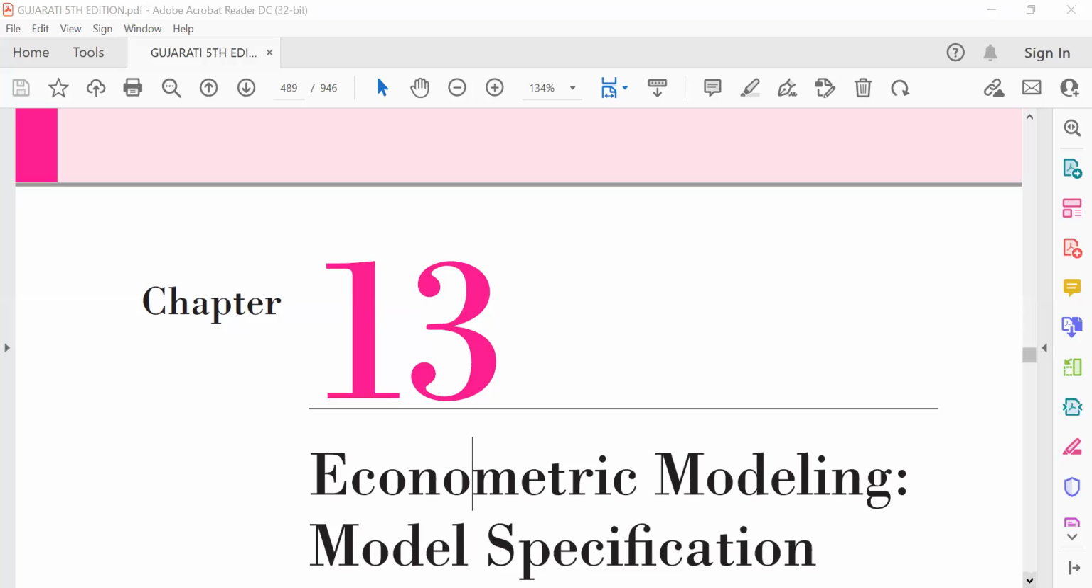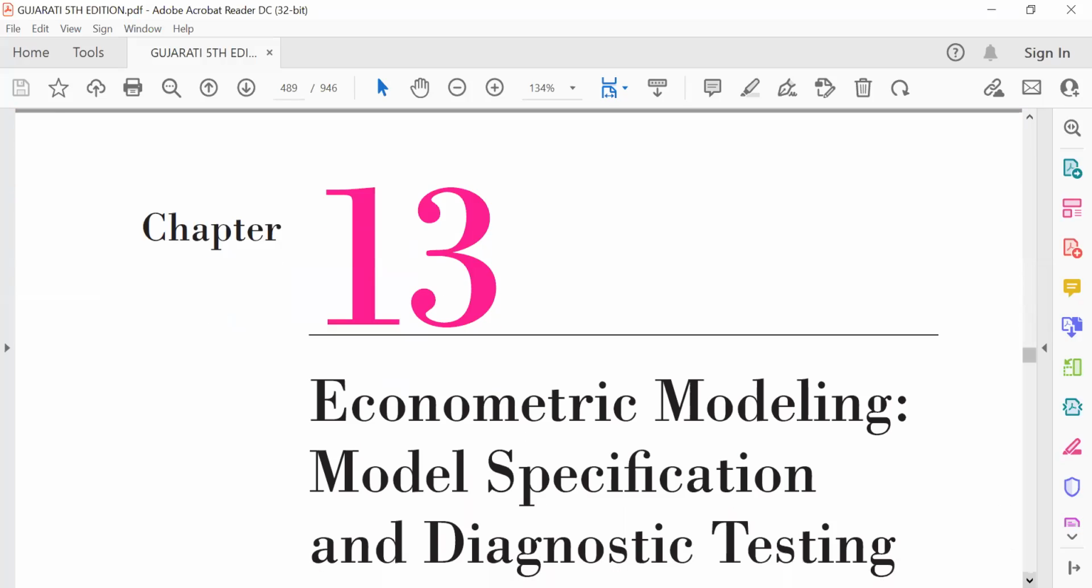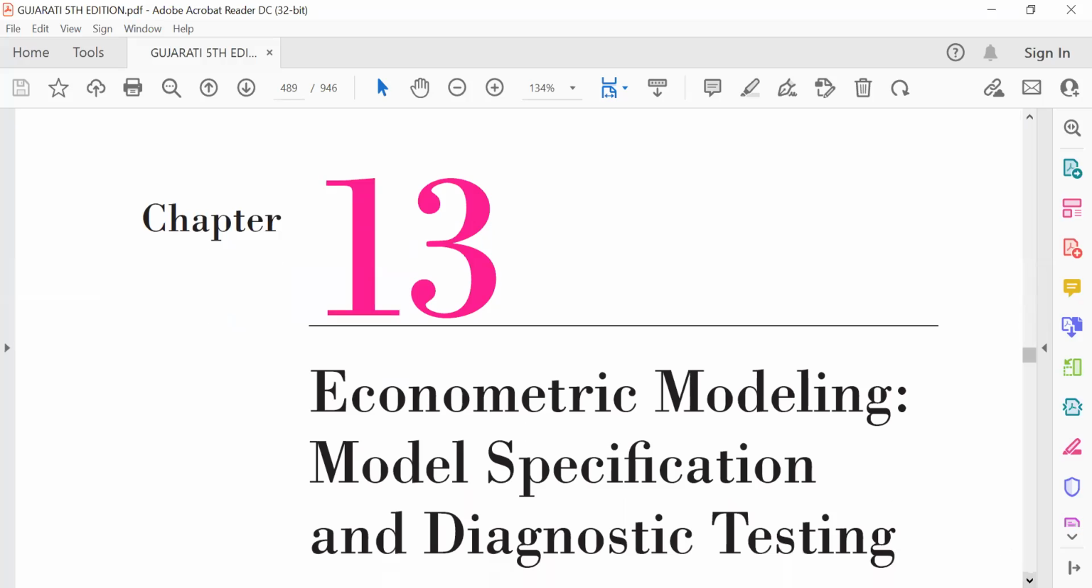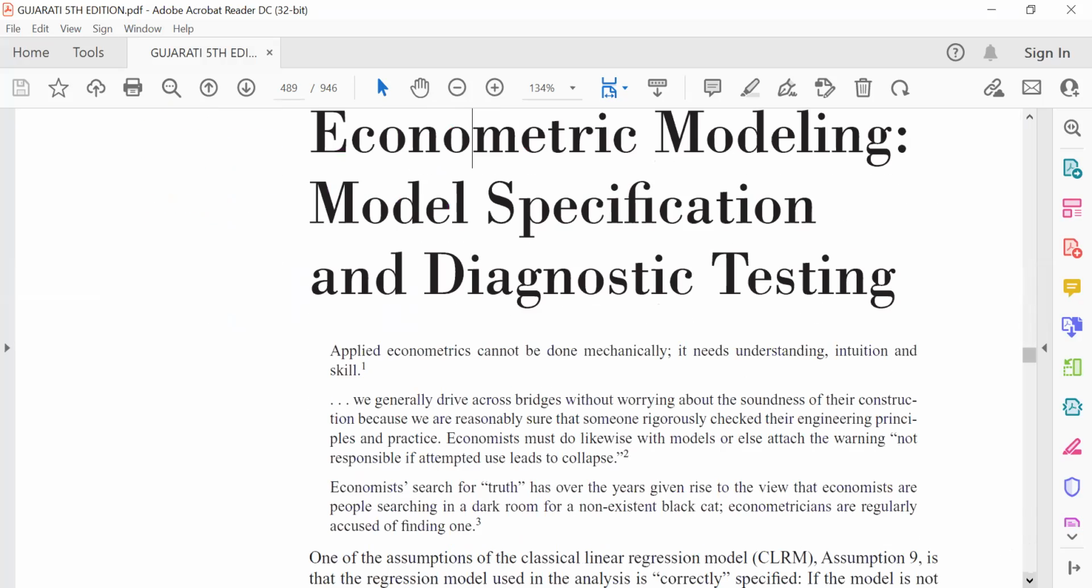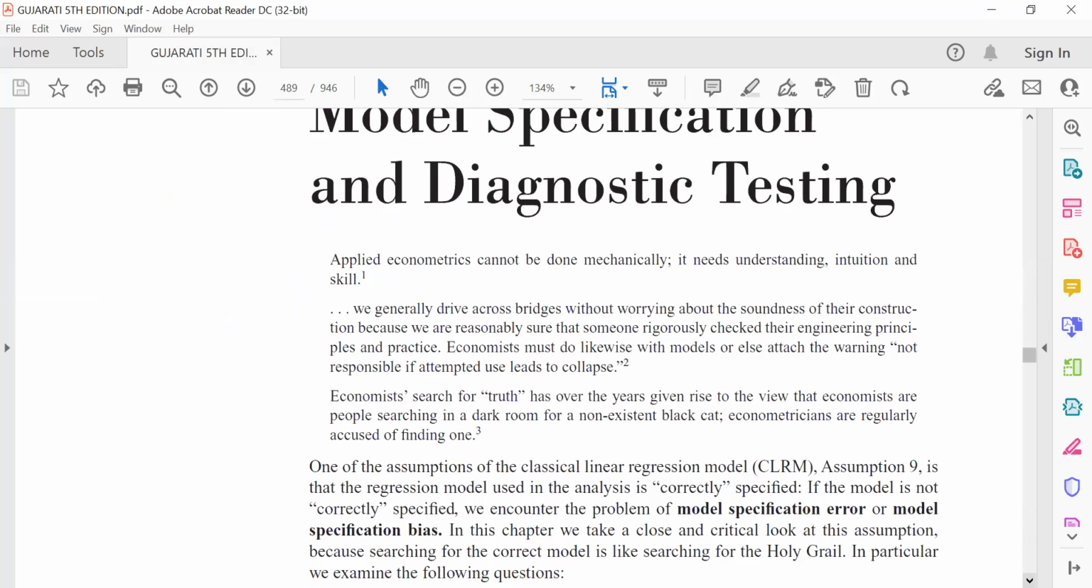Okay, we are continuing our discussions about econometric modeling, model specification, and diagnostic testing. Applied econometrics cannot be done mechanically. It needs understanding, intuition, and skill. You have to remember this. You need understanding. For example, I explained already for you.